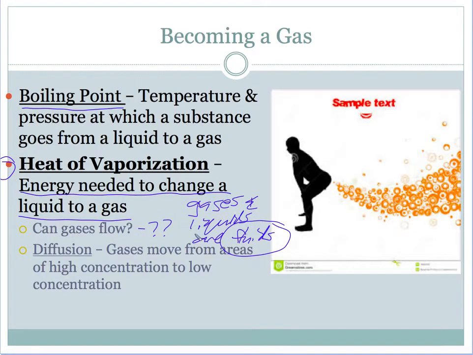When they do flow, they move from areas of high concentration to low concentration, and that is known as diffusion. For example, this guy had issues, but his particles started here and then they expanded out. They spread out, they diffused away from the initial location. That is diffusion, where things go from areas of high concentration to low concentration.